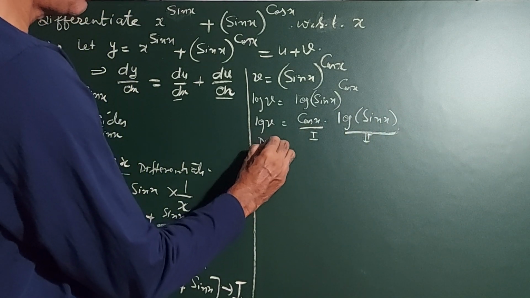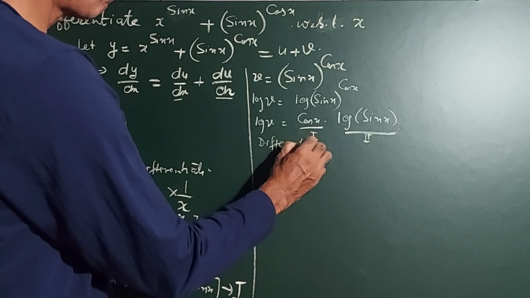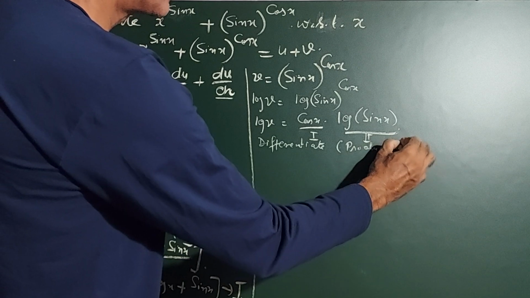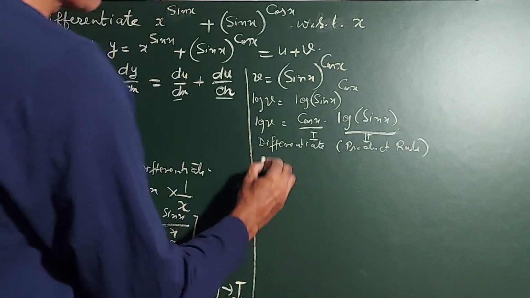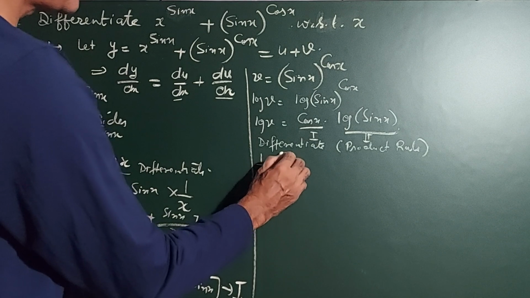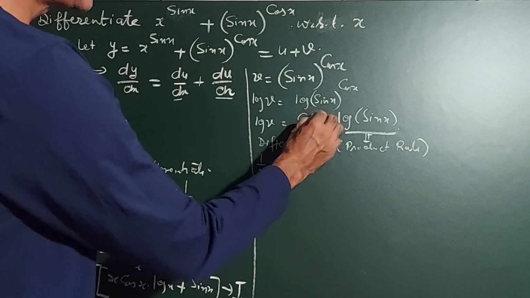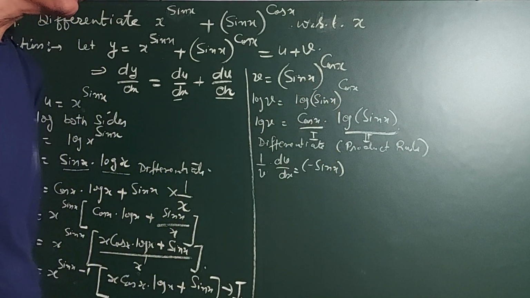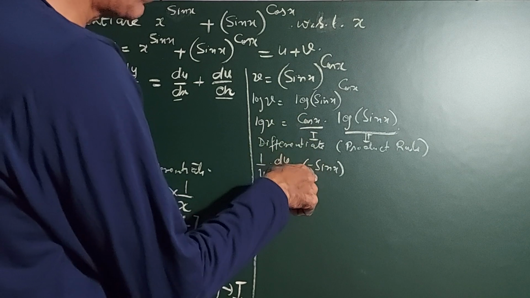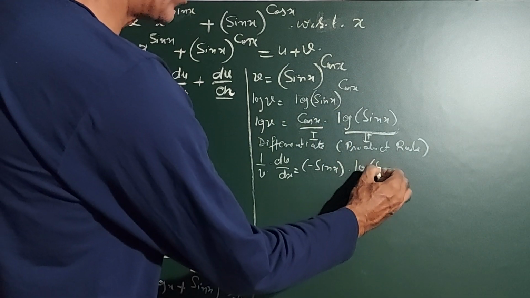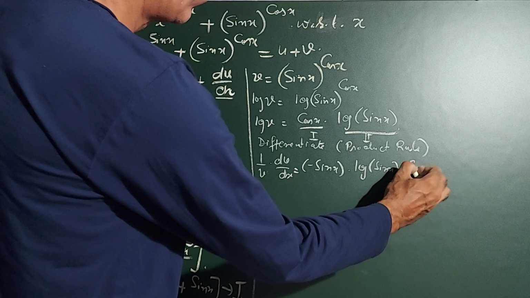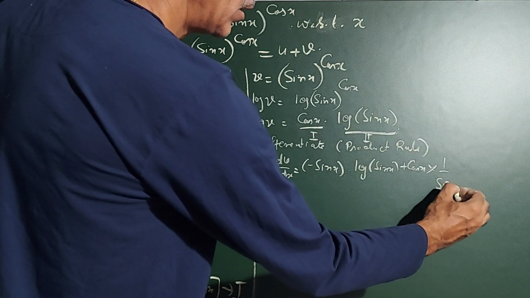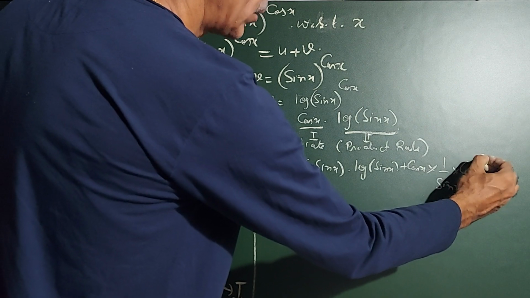So differentiate and apply the product rule. So 1 upon v into dv upon dx, the derivative of first function cos x is minus sin x into the second function log sin x, plus first function cos x into derivative of this, which is 1 upon sin x into derivative of sin x, which is cos x.